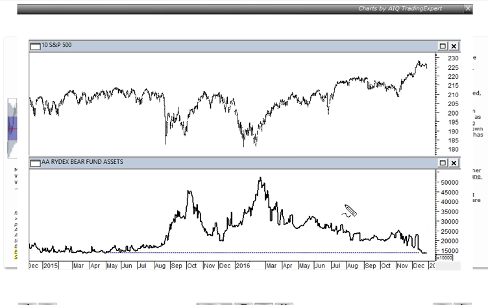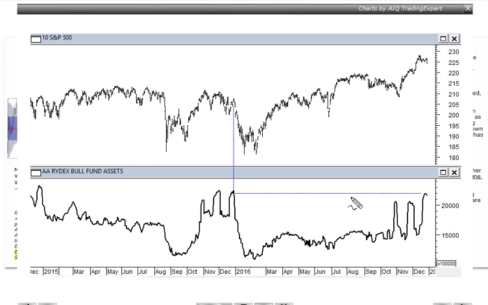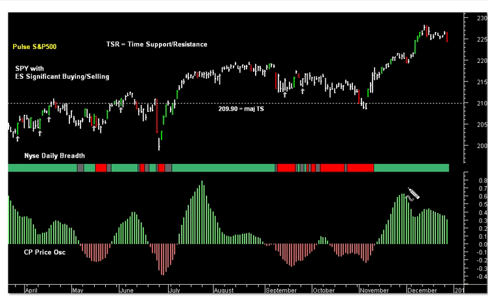We're now seeing the bear fund assets at their lowest level since about that same point back in June 2015, and bull fund assets, if we look at those in isolation as well, have risen pretty rapidly over the last few days, again up to a level not seen since the start of the year. So optimism, bullishness has increased pretty rapidly over the last couple of weeks. You can count that as a negative along with this divergence.